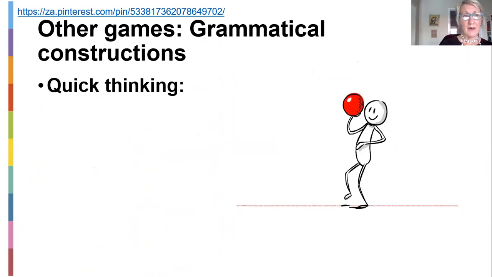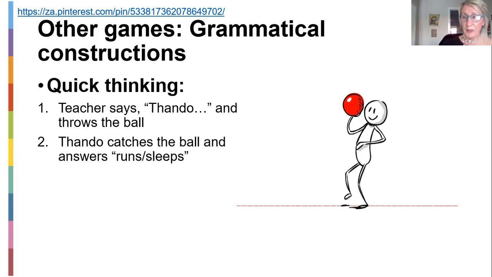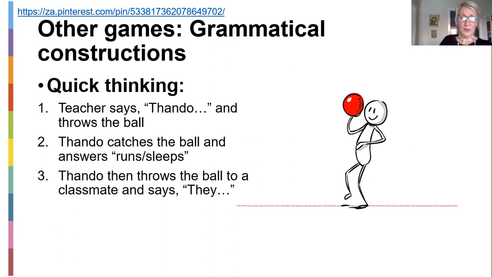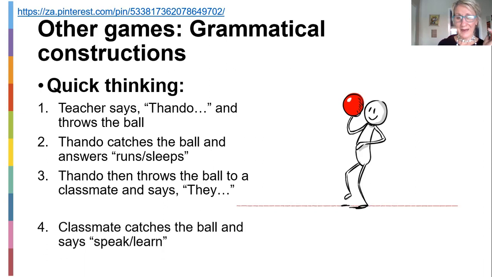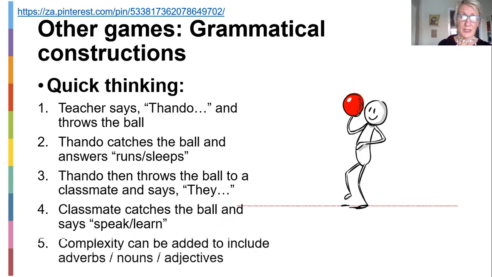This is another game, also from Pinterest. It's grammatical constructions. It's quick thinking with use of a ball. The teacher throws the ball and says Tando, and he throws the ball to Tando, and Tando must catch the ball and use a verb with it. Tando runs, Tando sleeps. Okay, so he's using the verb agreement with the subject. Tando then throws the ball to his classmate. I think it's going to be quite dangerous. And he says they, and then he must use the right verb. They speak, they learn, not they speaks or they learns. So they can do this as a grammar construction.